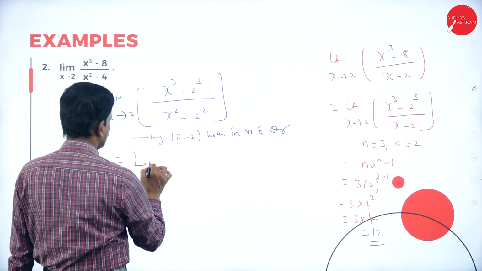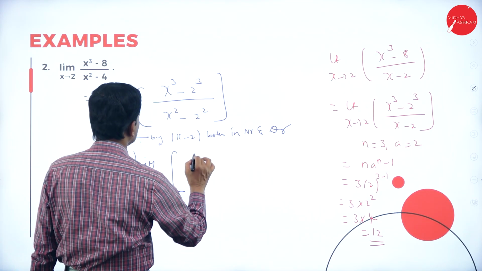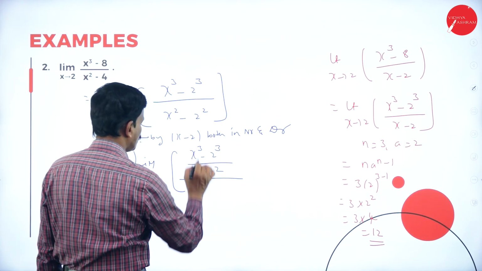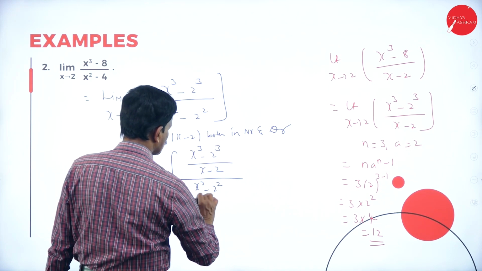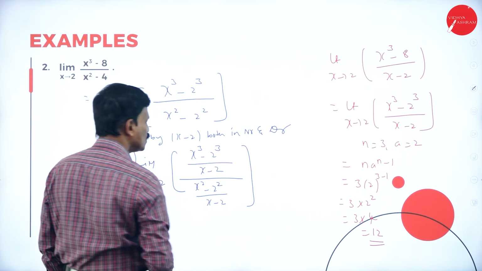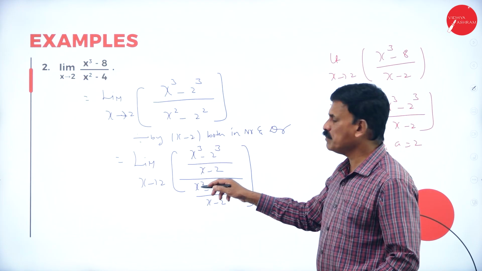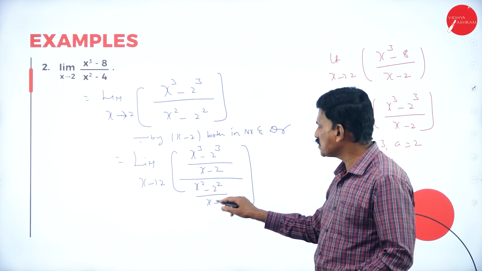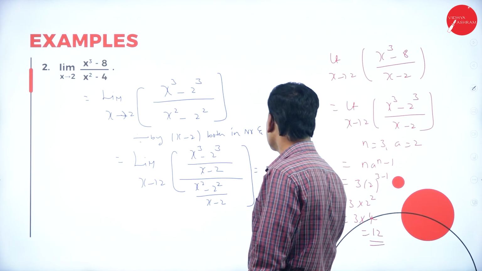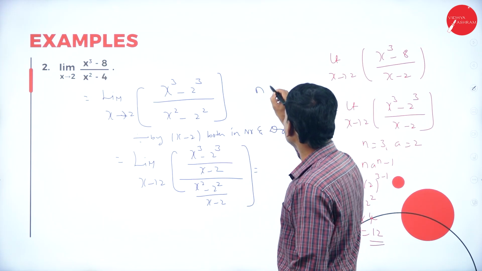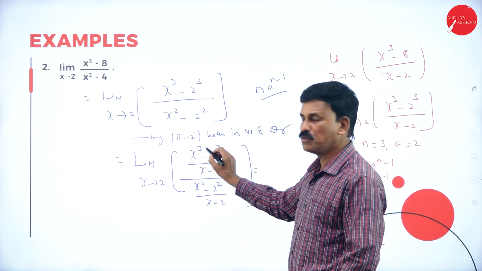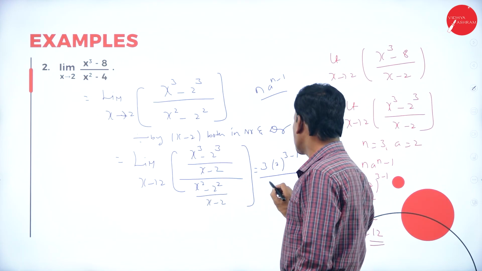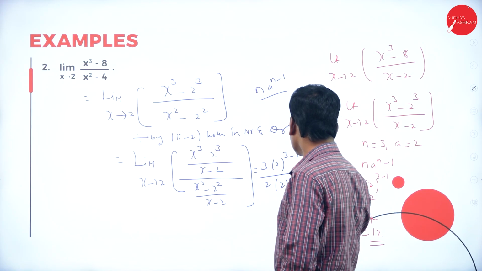So this becomes limit x tends to 2 of x cube minus 2 cube divided by x minus 2, whole divided by again x square minus 2 square divided by x minus 2. So now if you observe carefully, this is of the form limit x tends to a of x raised to n minus a raised to n by x minus a, again x raised to n minus a raised to n by x minus a. Now what is the formula for this? It is n into a to the power of n minus 1. In the numerator n is 3 into a is 2 to the power of 3 minus 1. In the denominator n is 2 into 2 to the power of 2 minus 1.